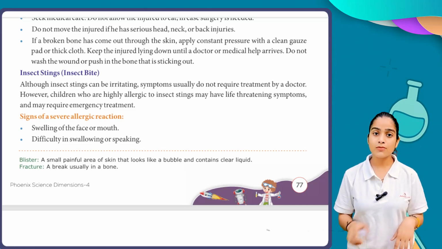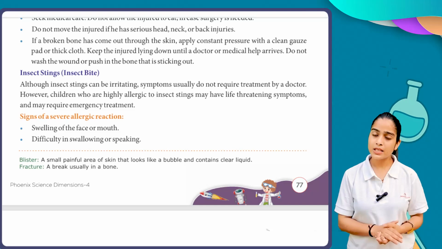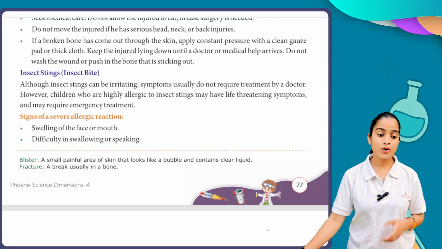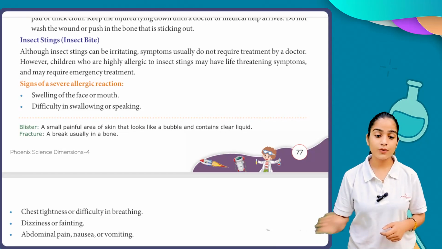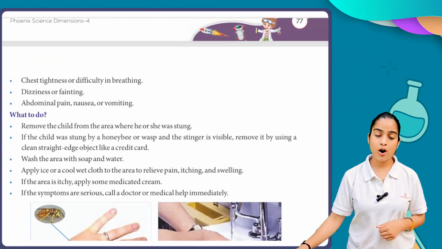In that case, some kinds of insect bites can be handled with basic first aid. Otherwise, you have to consult a doctor. Signs of a severe allergic reaction: swelling of the face or mouth, difficulty in swallowing or speaking, chest tightness or difficulty in breathing, dizziness or fainting, abdominal pain, nausea or vomiting. These are the symptoms we have for a severe insect bite.